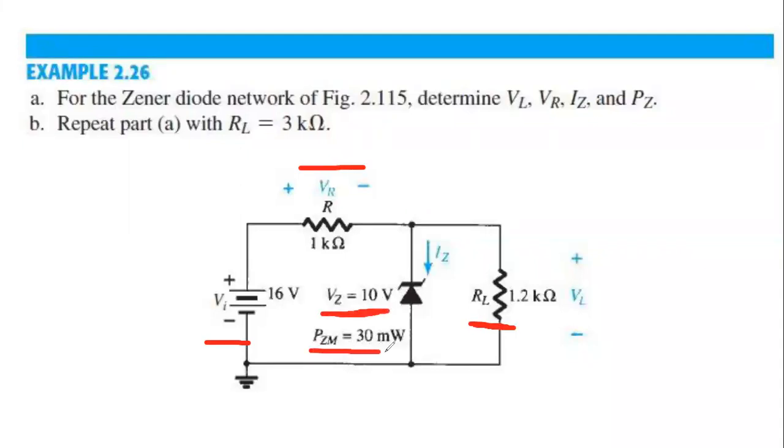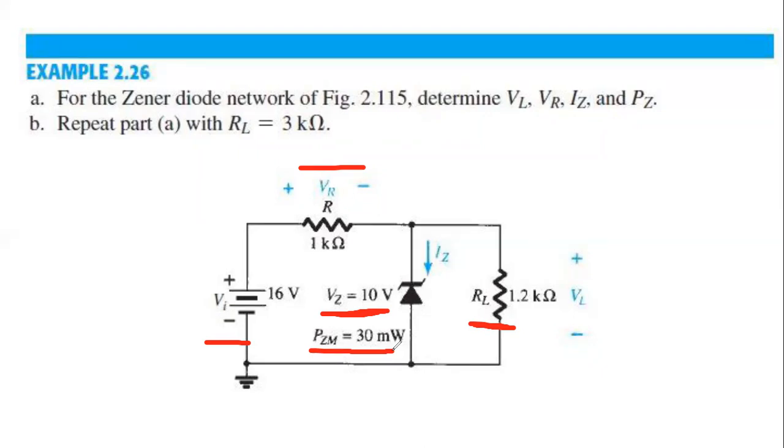And PZM. P means power, M means maximum. The maximum power that can be dissipated by this Zener diode is 30 milliwatt. So what was asked? For the Zener diode, determine VL, VR, IZ, and PZ. Okay.